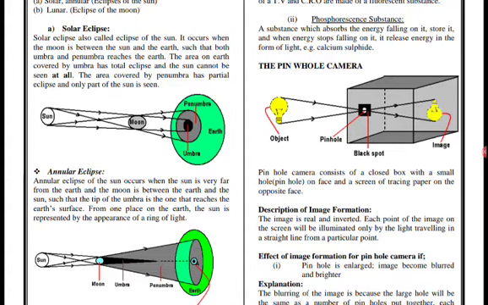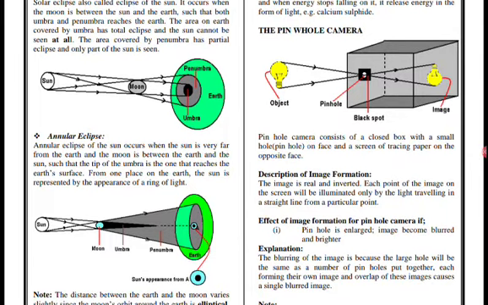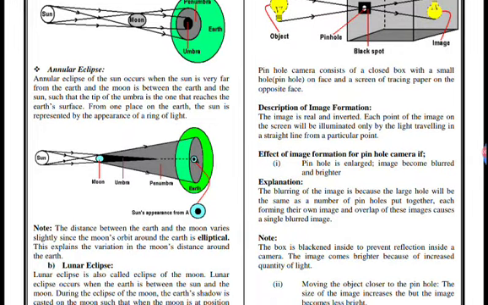The pinhole camera consists of a closed box with a small pinhole on one face and a screen of tracing paper on the opposite. The image is real and inverted. Each point of the image on the screen will be illuminated only by the light traveling in a straight line from a particular point. So I have already explained that.